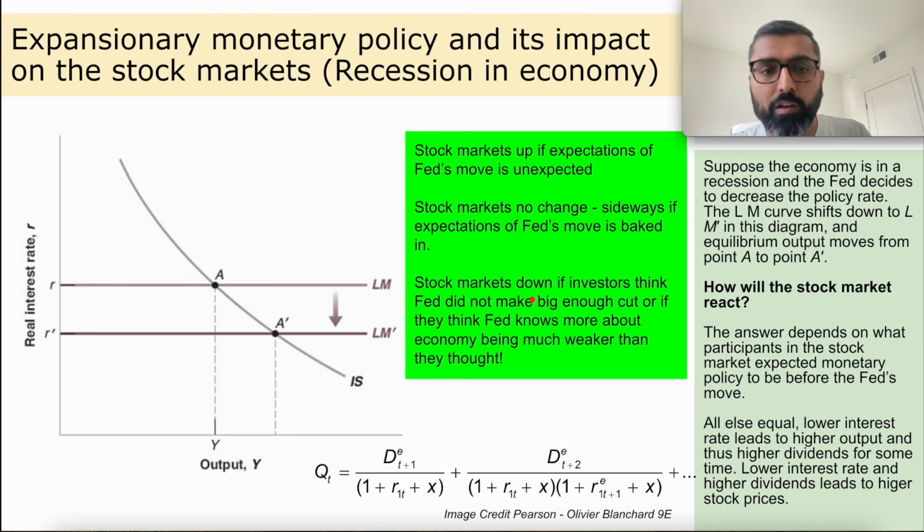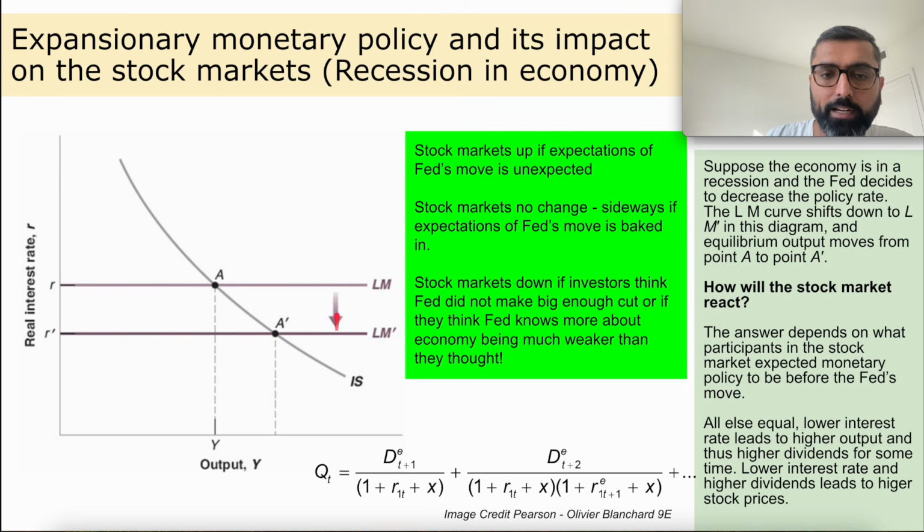So what it depends on is the expectations. If the rate cut expectations are fully baked in, then the markets would go nowhere. It'll go sideways. Stock markets would go nowhere because the expectations were baked in already. So this formula tells us that if the Federal Reserve did exactly what the markets expected, then the markets could go nowhere.